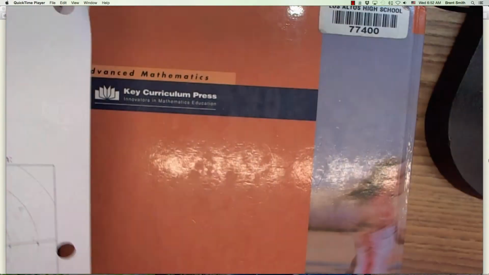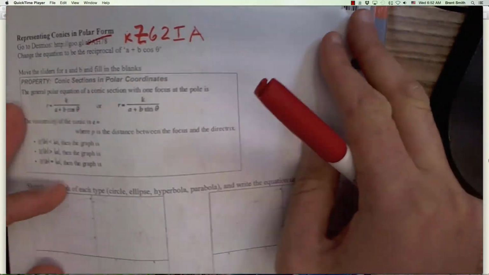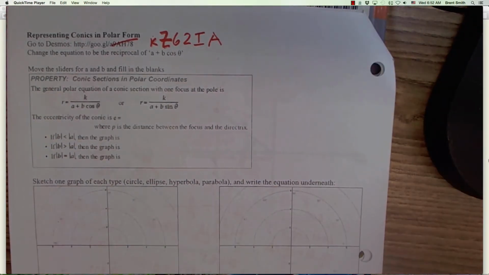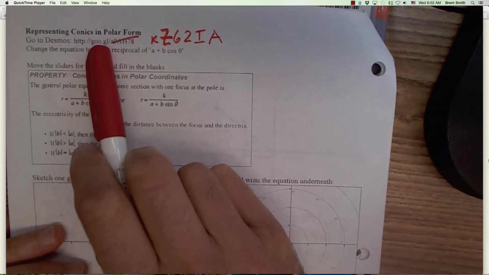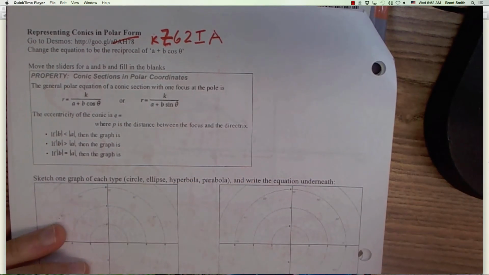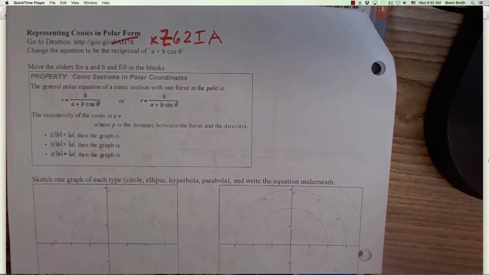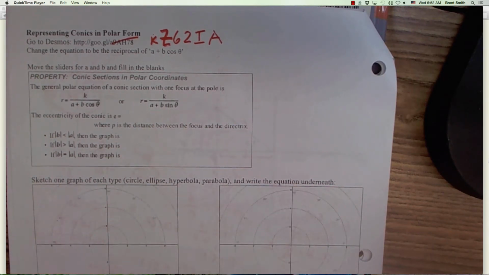We're right here. Let's turn to this page now. So we're now finally connecting everything to conics. And so if we could go back to the Desmos exploration page, the URL is goo.gl/lowercase k, uppercase z, 62, uppercase I, uppercase A.